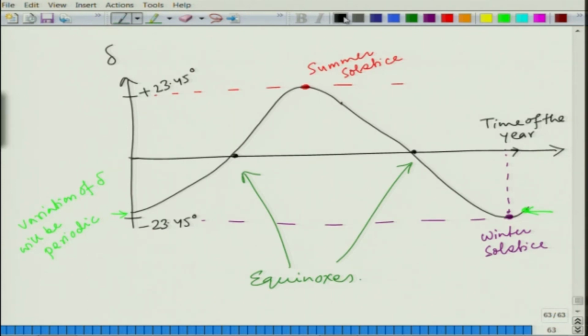And so, if this is summer solstice, between summer and winter we have autumnal equinox. And in the other direction, between the winter and the summer, we have the spring equinox, which is sometimes called vernal, just the adjective form for spring, equinox.